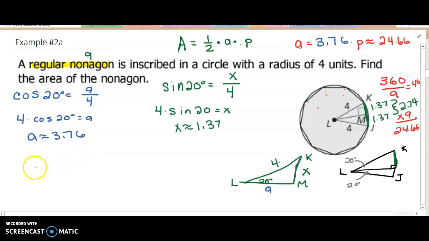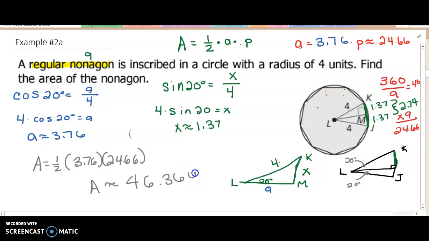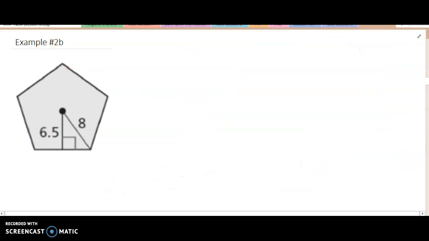Okay, now I have my apothem and my perimeter. I can just plug these in now. So the area of this is 1/2 times my apothem, 3.76, times my perimeter, 24.66. I get my area is roughly 46.36 units squared. That should be your final answer. All right, let's do another example.